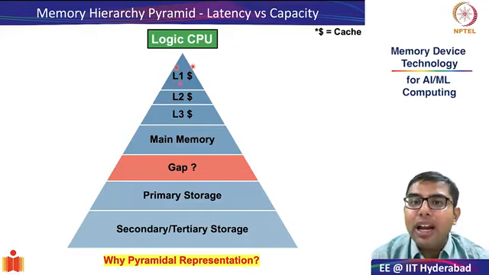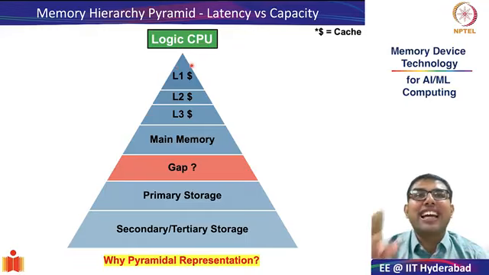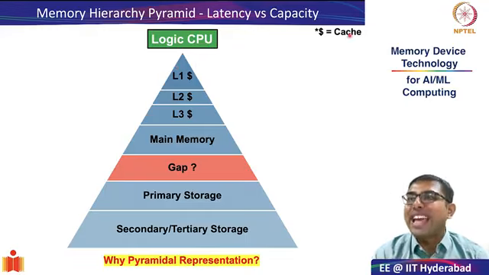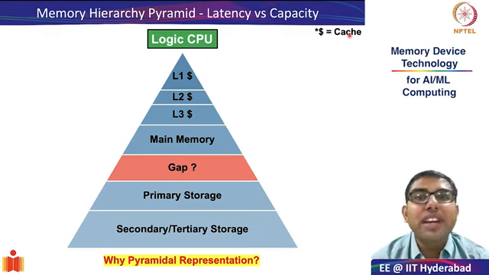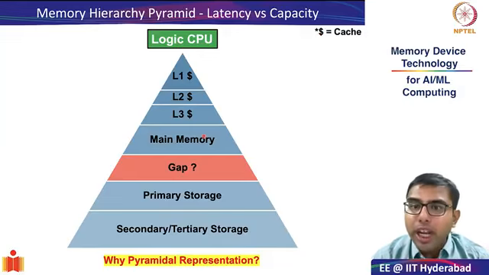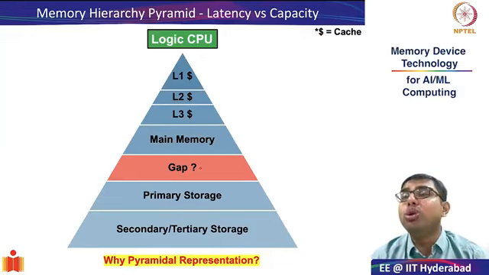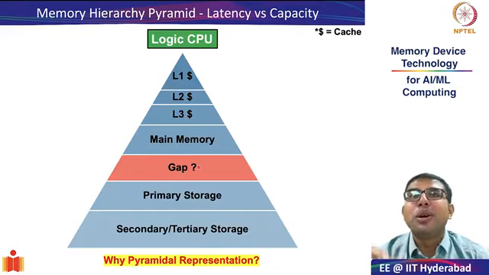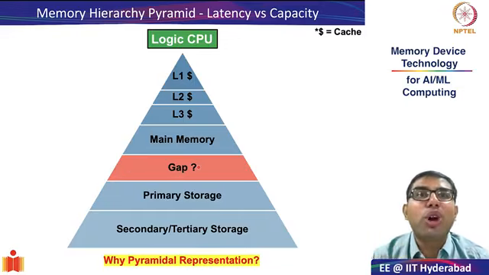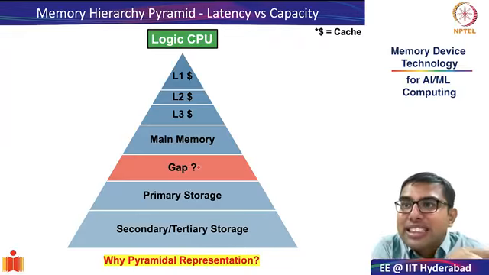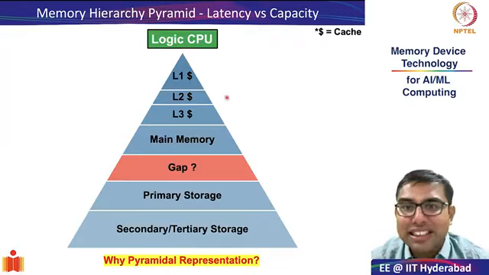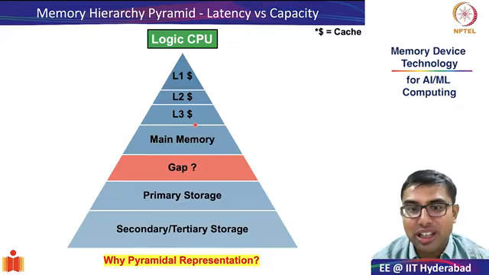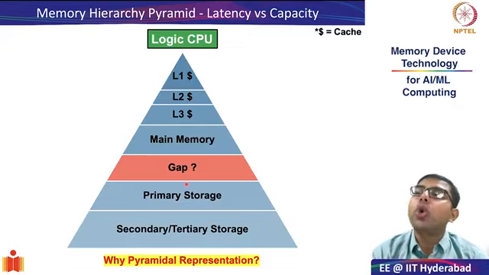You can see the L1, L2 and L3. The dollar sign is generally used for caches. So we will sometimes abbreviate caches with a dollar sign, generally used in technical parlance, followed by main memory. Then you will see that there is a huge gap, and we will discuss what this gap is. To understand what this gap is, we need to understand the meaning of the X and Y axis in this particular pyramidal structure, followed by primary storage and secondary and tertiary storage.